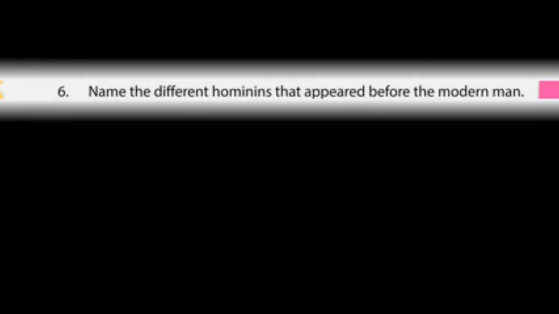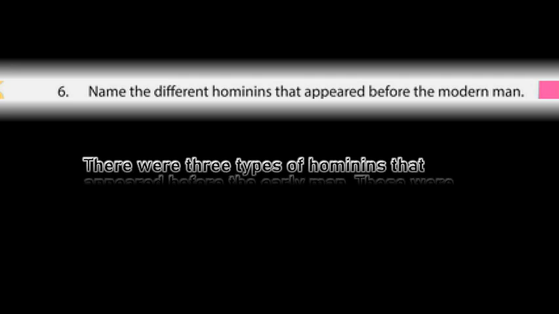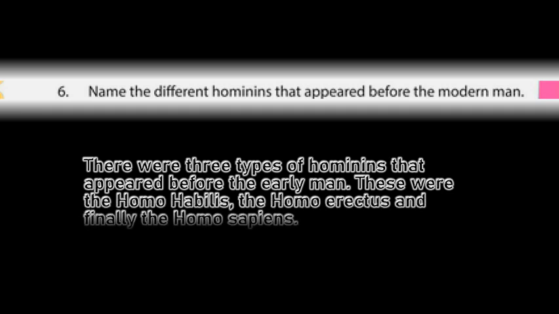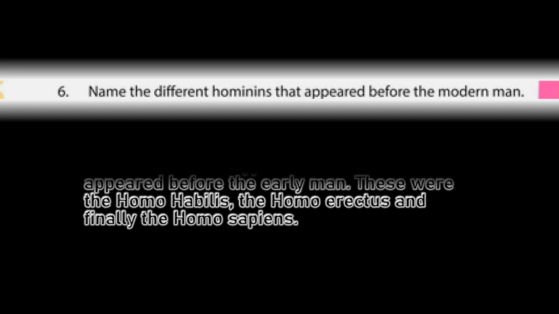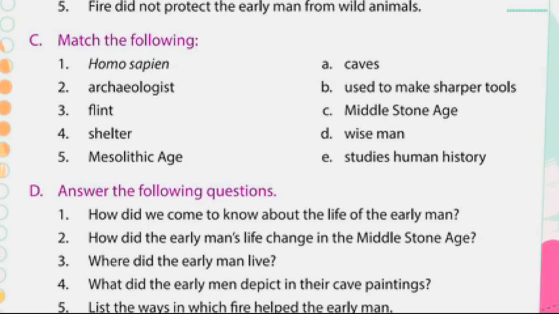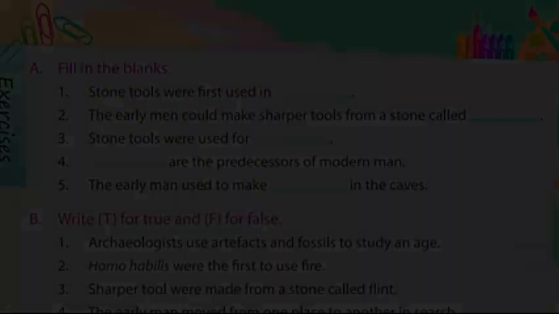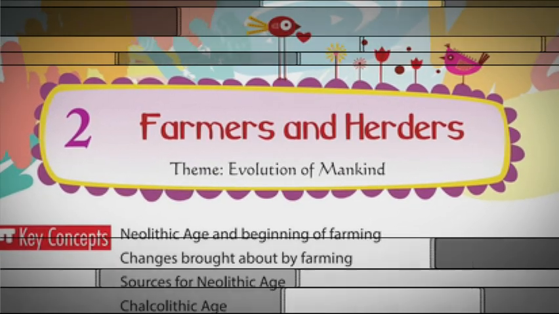And last, question number 6. Name the different hominins that appeared before the modern man. There were three types of hominins that appeared before the early man. These were the Homo habilis, the Homo erectus, and finally the Homo sapiens. As I have instructed you in lesson 1, in the same way you have to do lesson 2 also. In lesson 2 you have to begin from a new page.